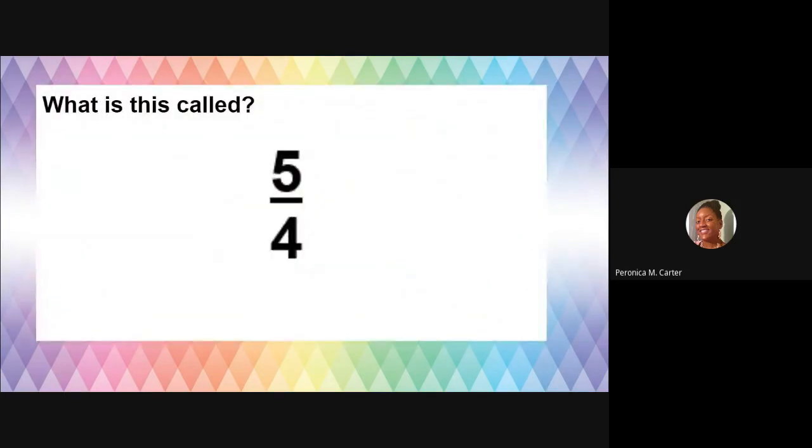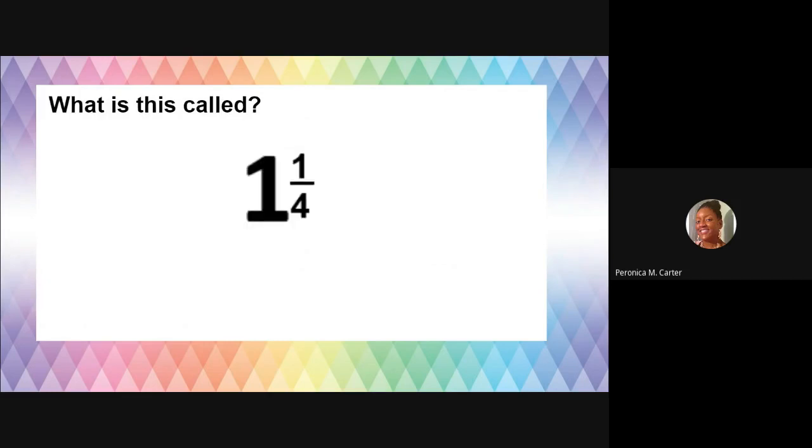What is this called? Yes, I do see that it's 5/4, and you're probably saying it's 5/4. Oh, it has a special name. What is that name? Yes, you're correct. An improper fraction. What is this called? That's correct. 1 1/4 is called a mixed number.